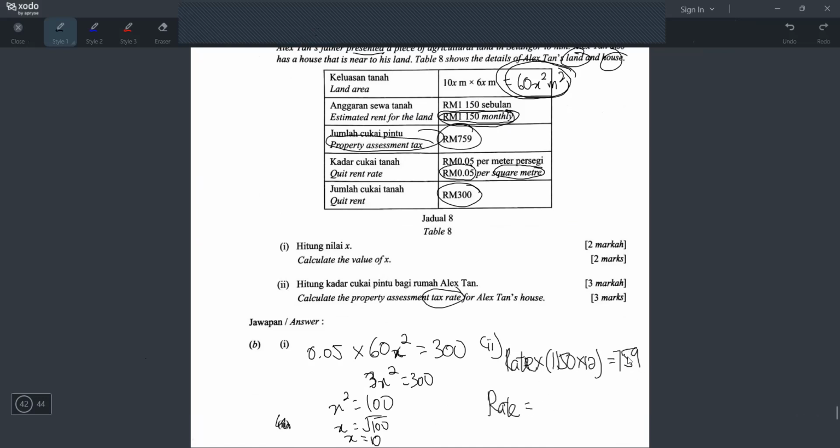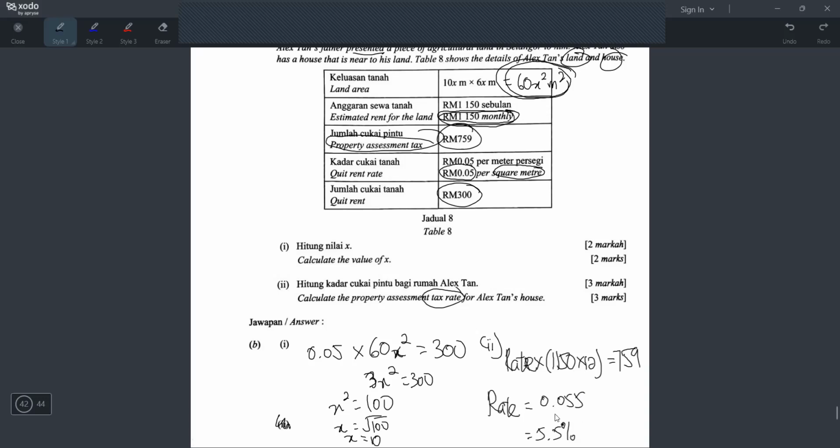I will just press 759. Okay, first of all, I press 1150 times 12 first. And then only I will press 759 divide answer. My calculator gives me 0.055. But let me tell you something. The property assessment tax rate is always in percentage. So you should actually convert to percentage. How to convert? 0.055 is actually 5.5%, right?